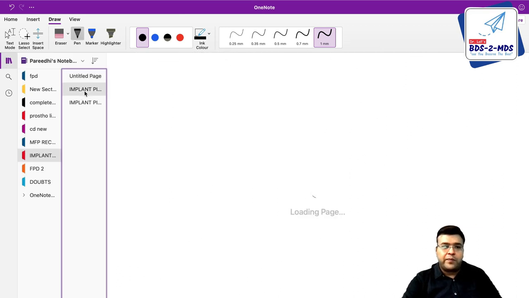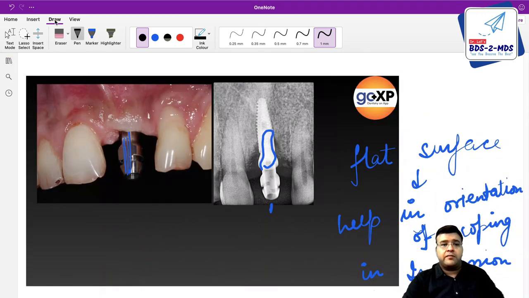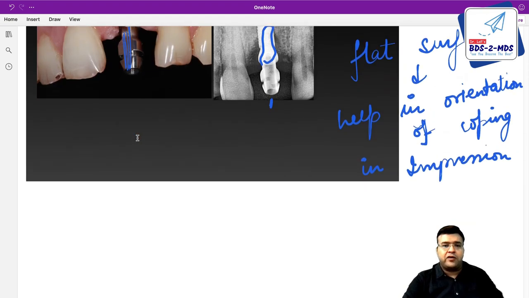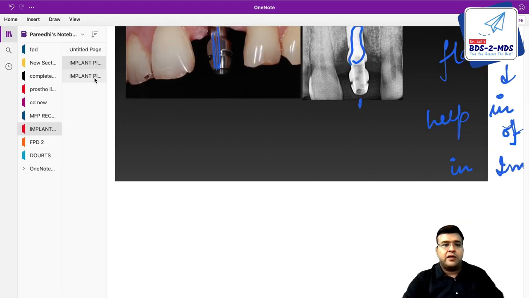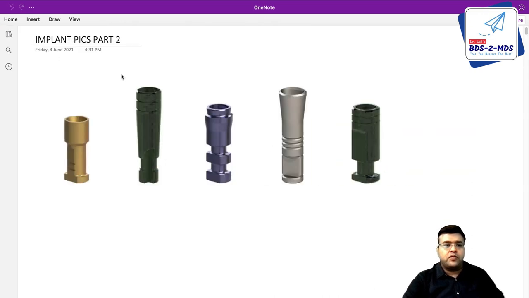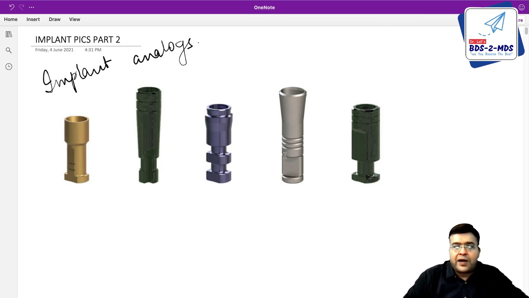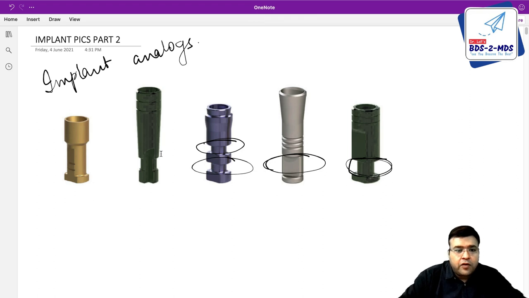So this is how an implant analog looks. Different companies have different types of analogs, different shapes of analogs. So what you see here are all these implant analogs, right? You can see these implant analogs have channels, right? This has a channel here, this has a channel here, this has two channels. Now this analog has a channel here, this has a huge channel here.